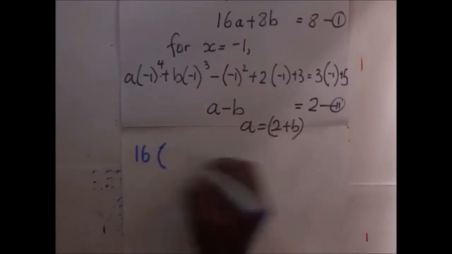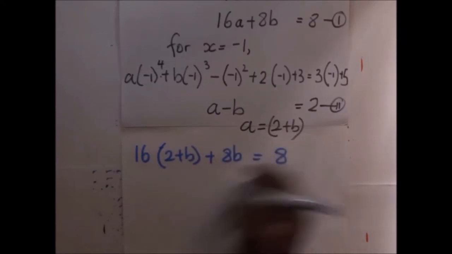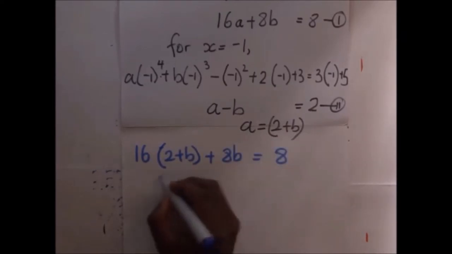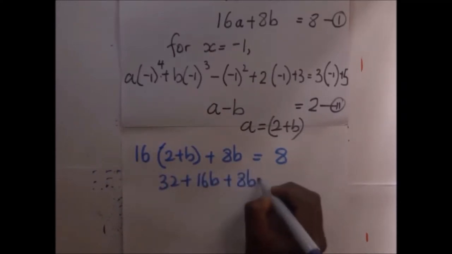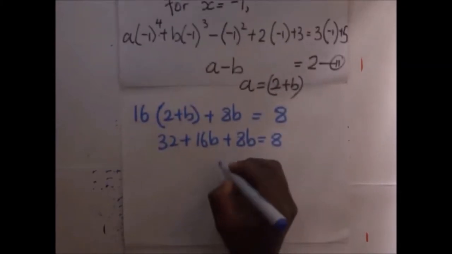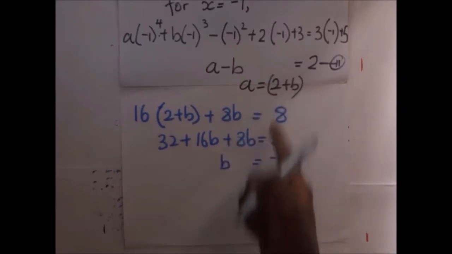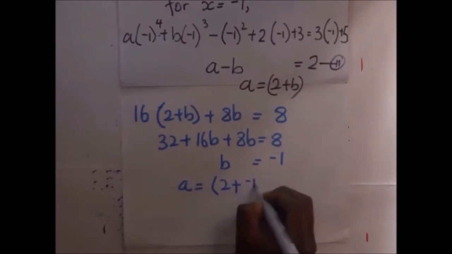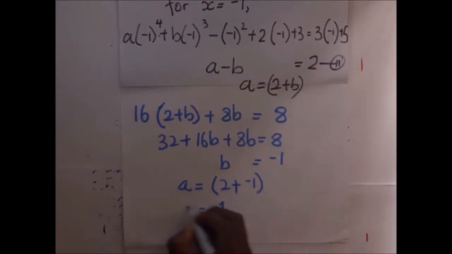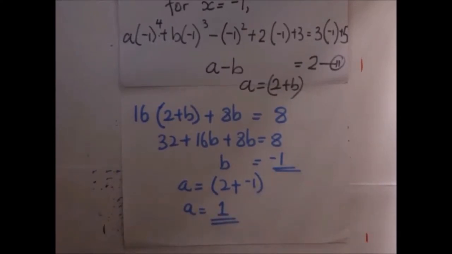So it's going to mean 16 into a, which is 2 plus b, plus 8b is equal to 8. So we calculate and get our value of b. Here we shall end up with our value of b as negative 1. When we substitute our value of b in this expression, we shall get our value of a as 2 plus b, which is negative 1, which is going to be 1. So our value of a is 1. Our value of b is negative 1.